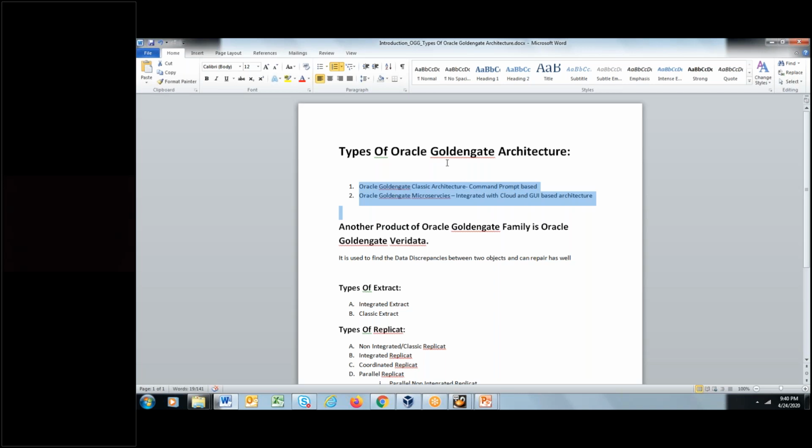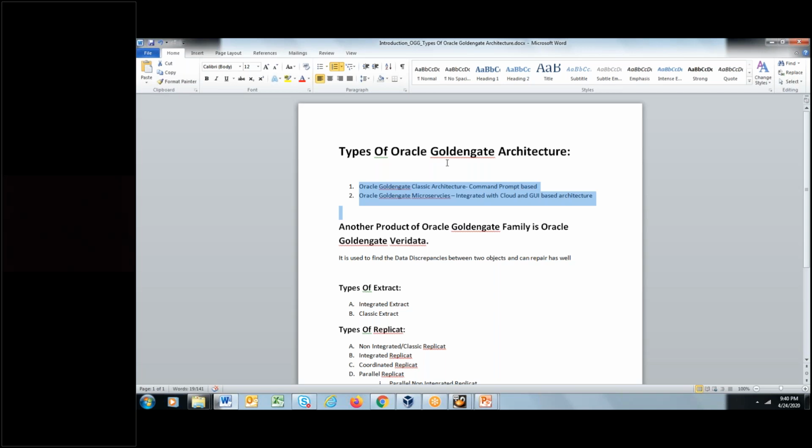Now what happened? Oracle GoldenGate was a product developed separately, independently I should say, in 1995, and it was developed for ATM networks. It was named after the famous San Francisco Golden Gate Bridge. So GoldenGate is a product which got its name from the Golden Gate Bridge, which is located in San Francisco.